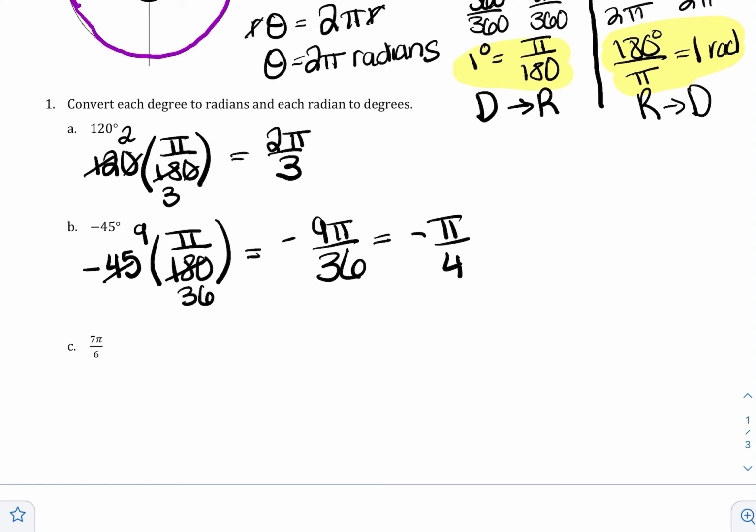Now, you are going to be working with 45 degrees a lot, so you're going to see this more commonly, and you're going to be able to recognize that negative 45 degrees is negative pi over 4. But 45 plus 45 is 90, and 90 times 2 is 180, which is why it goes in 4 times. So here are my degrees to radians. Let's now go radians to degrees.